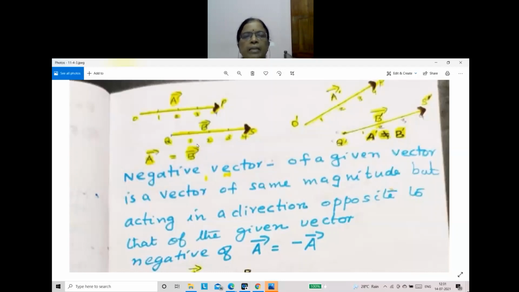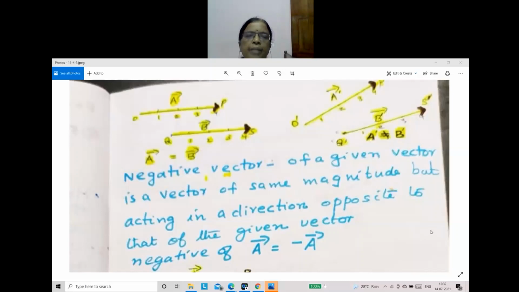So when I can say these two vectors are equal, children? Parvati Umesh, tell. When can I say this vector A equal to B? Or why I am saying vector A equal to B? What is the reason? They are in the same direction. Only that is needed.